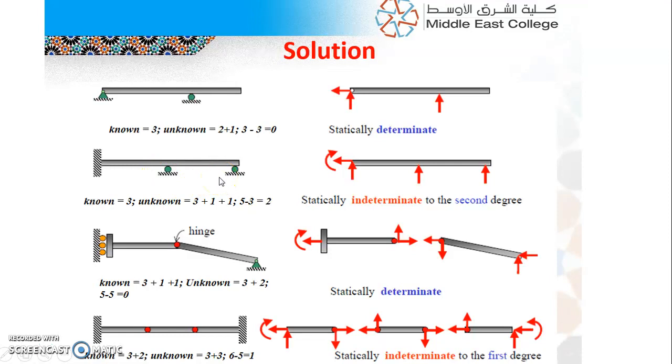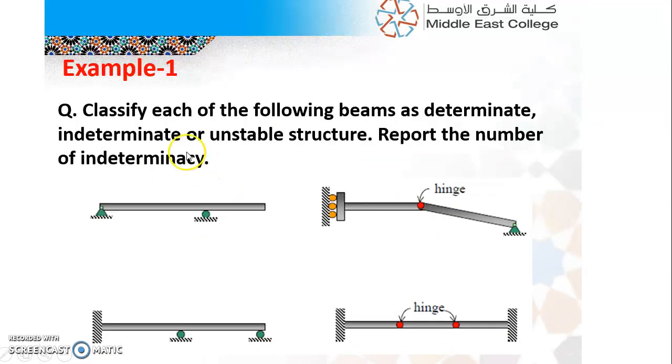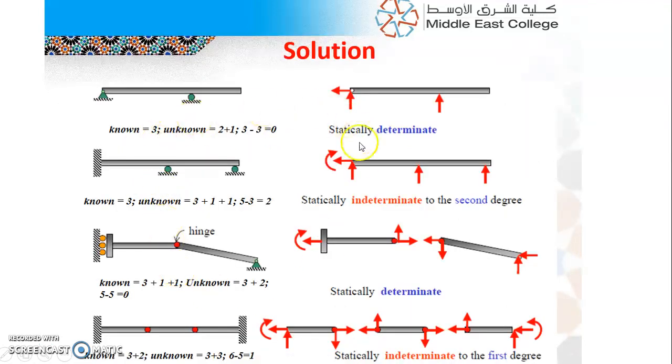In this session we discussed how to determine whether the structure is determinate or indeterminate for the following beams. Based on this session, I hope this gives you some idea of how to find out whether a structure is determinate or indeterminate. In the next session, we'll discuss frames and trusses. Thank you.